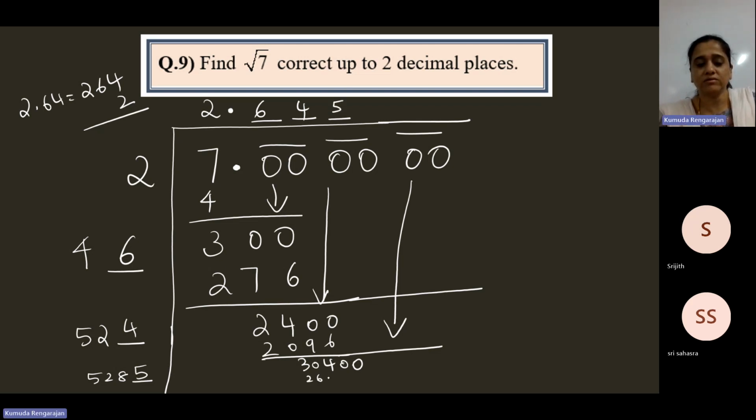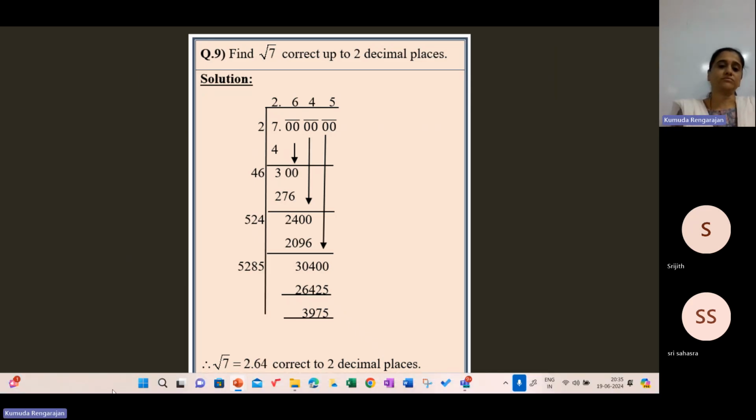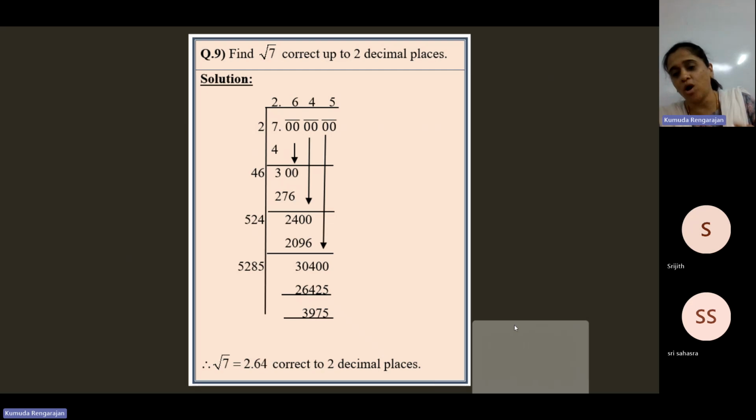5 times 2, 6. 4 to 5. And what's the remainder? 3000. See if it's right. Correct. No, it's not a perfect square. So you cannot get remainder 0 here. The division will go on and on.